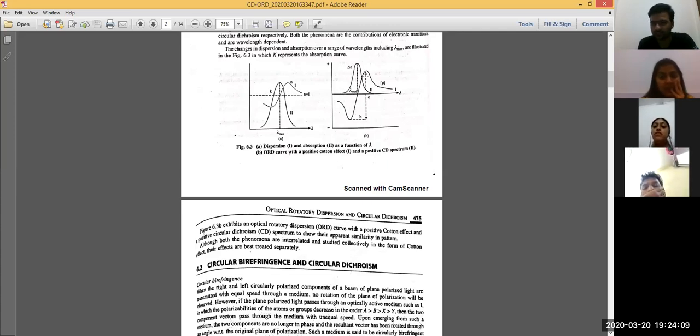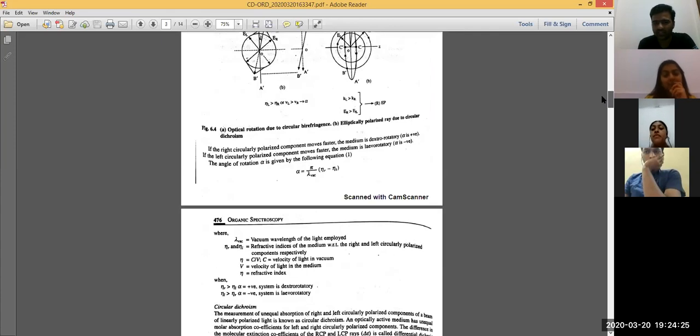circular dichroism, CD. And the plot that you see over here is called an ORD curve, optical rotatory dispersion. That's based on phi. Do you see the phi over here? Yes. Now, phi is something that is an extension of this alpha.